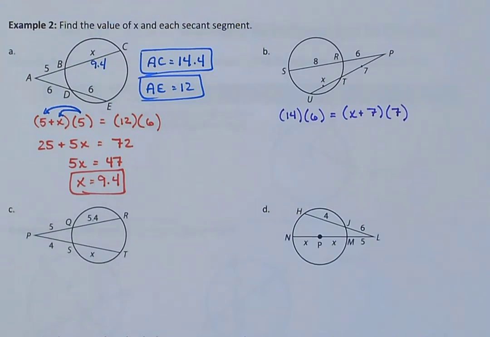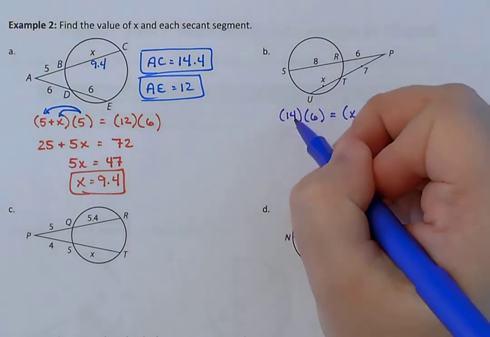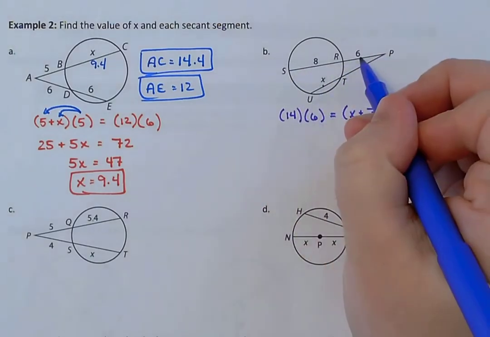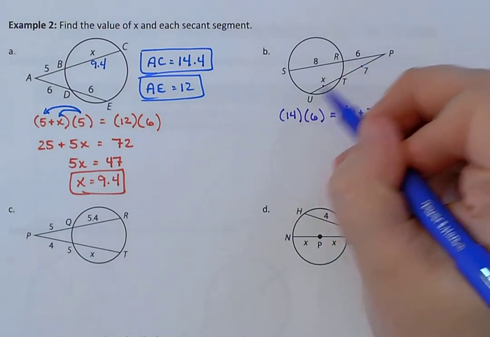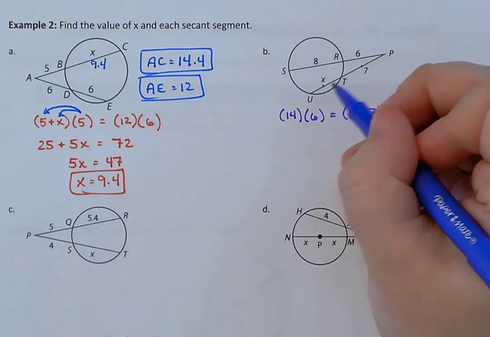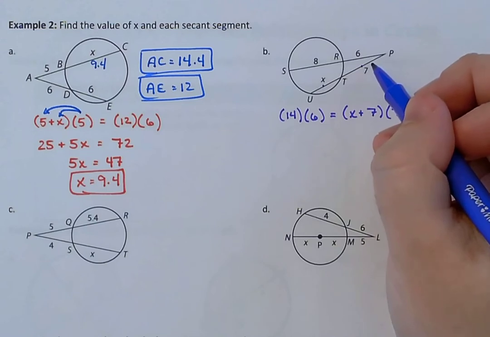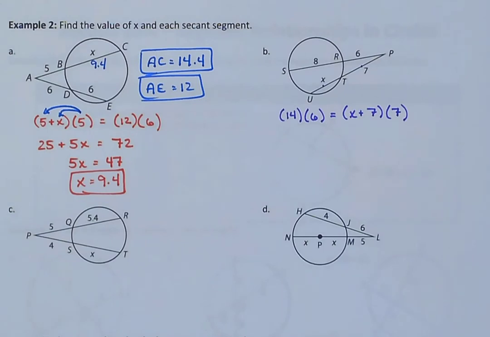So again, it's the secant, the whole segment, the 8 plus 6, which gives us the 14, times its external part, which is 6. Equals the secant, the whole thing, so this x plus 7, because the value of x plus the value of 7 is the whole thing, times the value of its external part, which is 7. So now that we have 14 times 6 equals x plus 7 times 7, you just go through and solve like we did for part A.